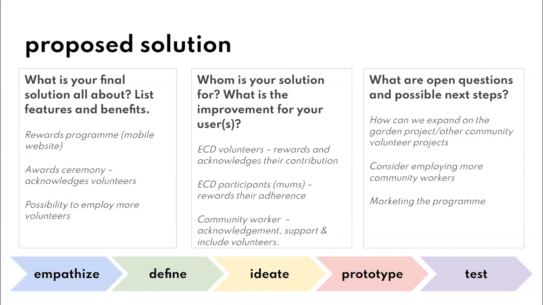The question they had proposed was, how can we expand the garden project and other community volunteer projects? So they still felt as if the garden project was something worthwhile, but it wasn't something they wanted to focus on at this moment in time. It's something that can come later. The next was considering employing more community workers. That's something they addressed as a potential further need. And then also just marketing of the program. How could we market this more efficiently?